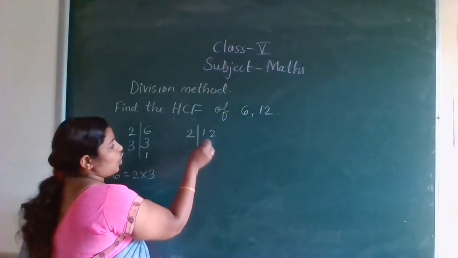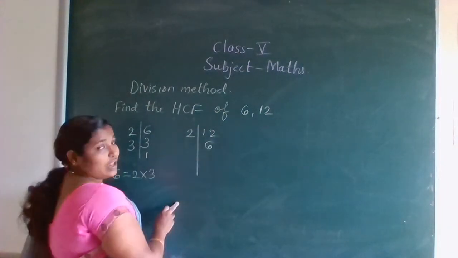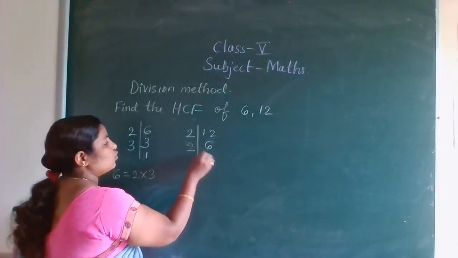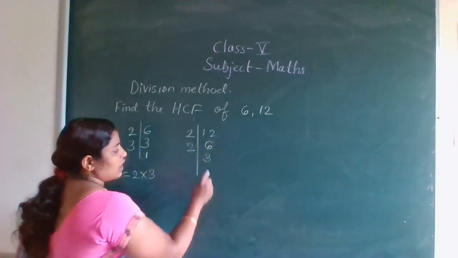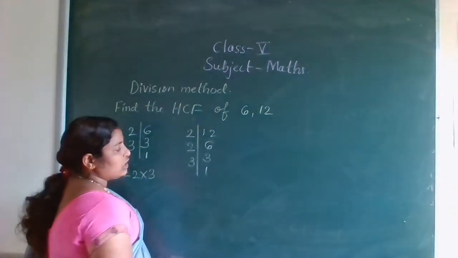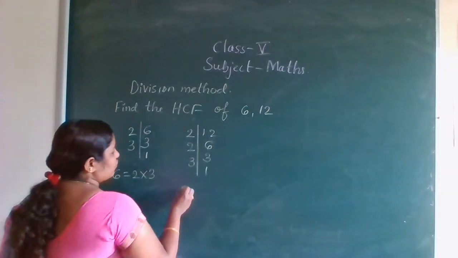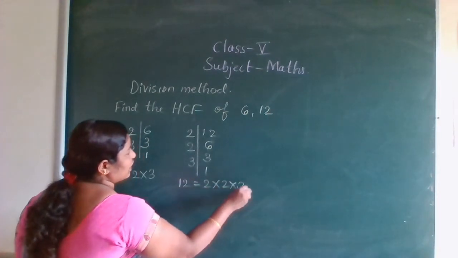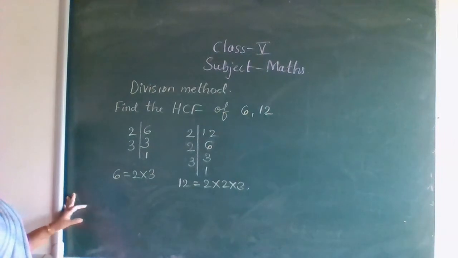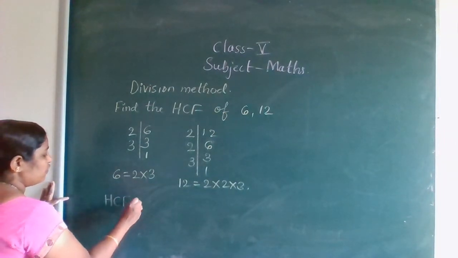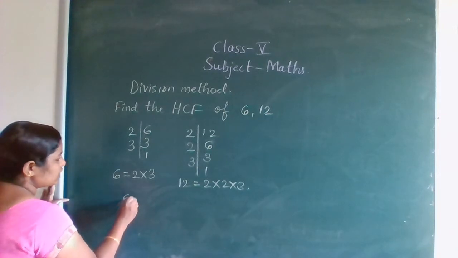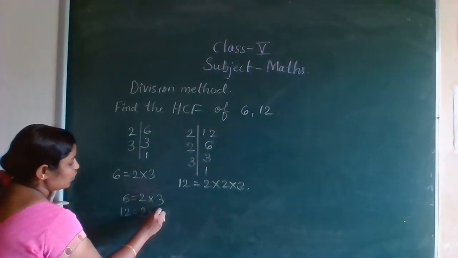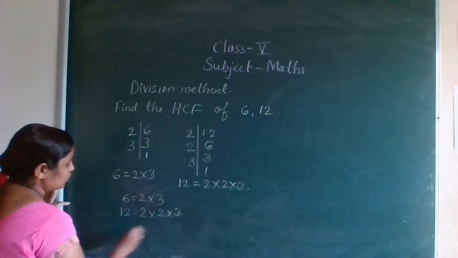Now see, 2 times how much is 12? 2 sixes are 12. Now again an even number has come. Again you take 2. 2 threes are 6. Now it is odd, so 3 ones are 3. What are the factors of 12? 12 is equal to 2 into 2 into 3. We should identify the highest common factor, HCF. So 6 is equal to 2 into 3, and 12 is equal to 2 into 2 into 3.